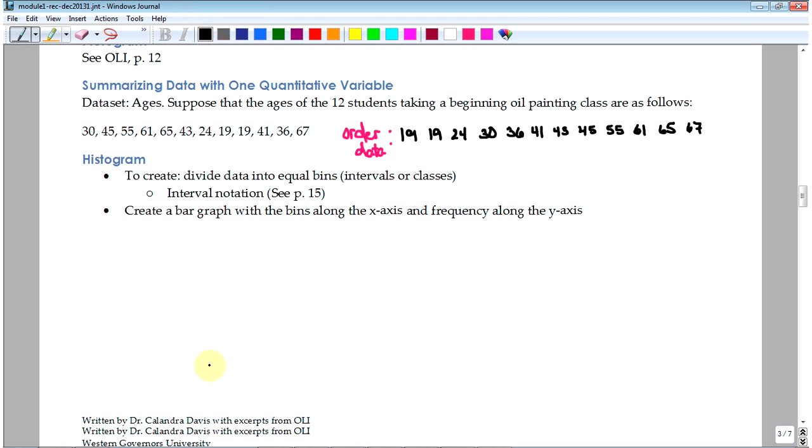Okay, so the bins that I'm going to use will be in intervals of 15. So I'm going to draw my axes.